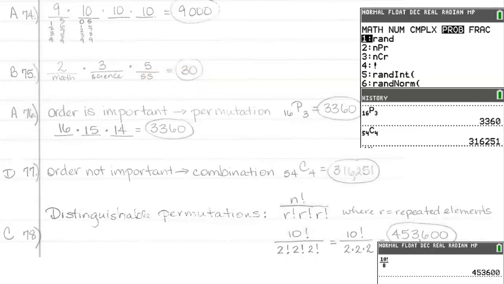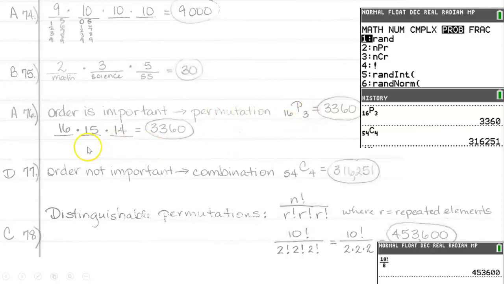76, 16 girls are running for homecoming queen. A queen, a first runner-up, and a second runner-up will be chosen. How many different outcomes are possible? Does the order matter here or not? Absolutely, because if you're first, you're the queen, and if you're second or third, you're not, right? So order is definitely important. This is a permutation then. So we have 16 to choose from, and we're choosing 3.